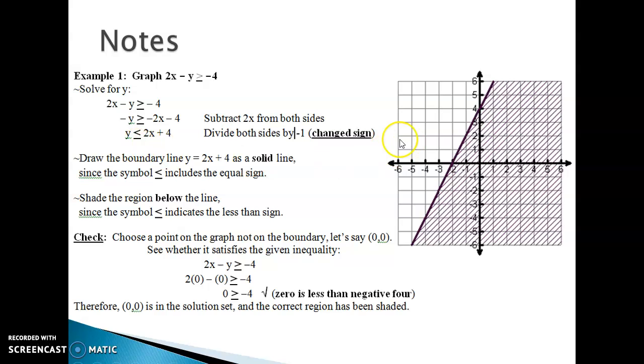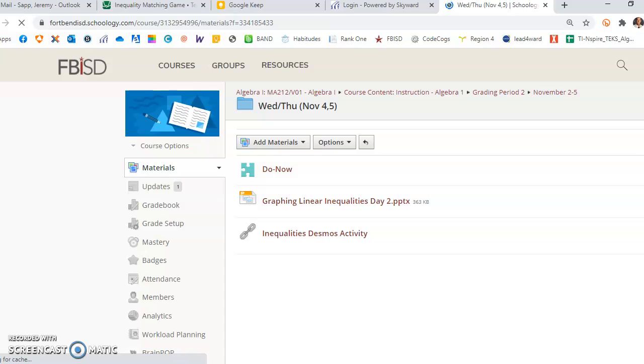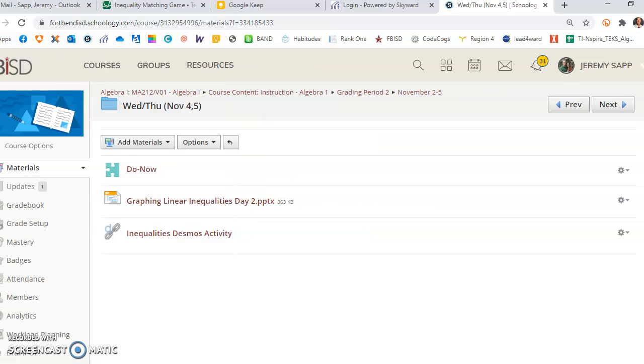So now what you're going to do is you're going to go to our Desmos activity. So you're going to go to our Schoology folder. Let me show it to you. You're going to go to our Schoology folder. What we just did is we just did our Linear Inequalities Day 2 PowerPoint. So the Inequalities Desmos activity is what you're going to open up. So click on that, open it up.